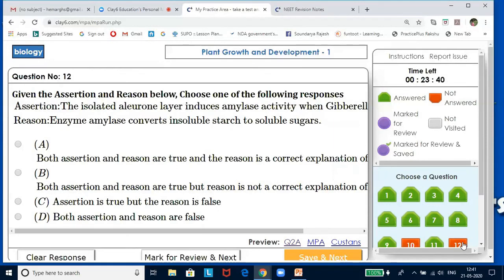The isolated aleurone layer induces amylase activity when gibberellic acid is added. The enzyme amylase converts insoluble starch to soluble sugars. Both are true, but it does not give the reason. So this is B.